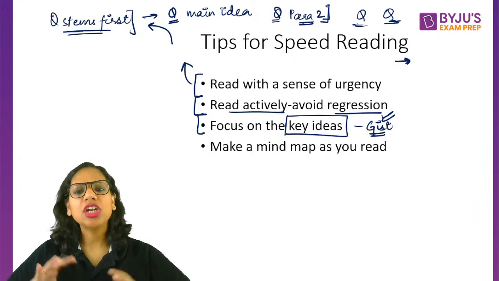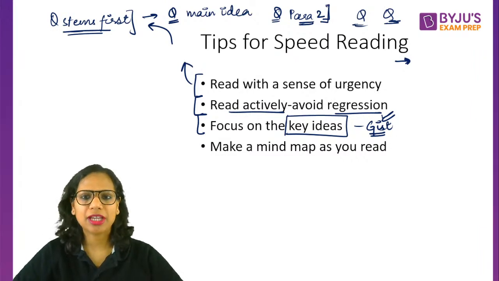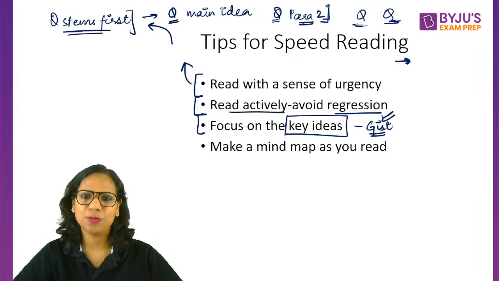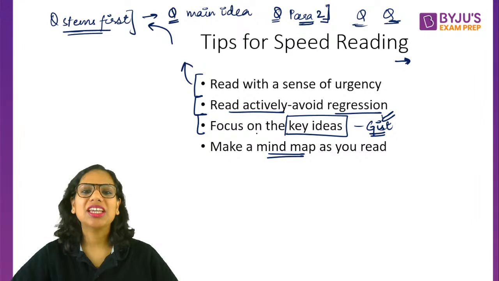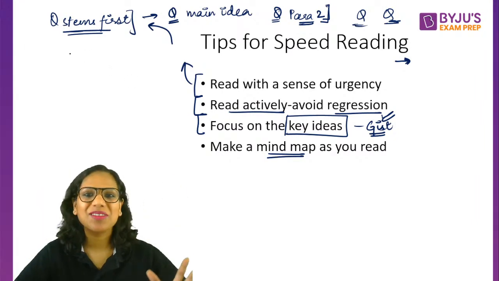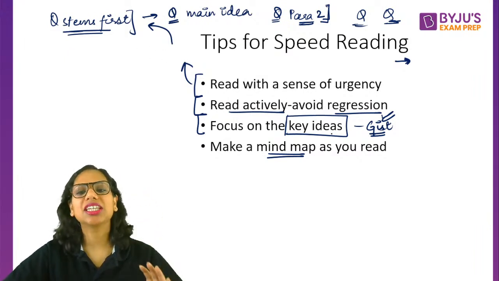Okay. Now, what is the next thing that you have to do? Okay, fine, you're reading with urgency, you're not going back, you're pretty focused, okay? You are trying to form a gist also. So, in forming this gist, what is going to help you is making a mental map of what you are reading. It doesn't have to be a fancy map, right? You just have to be able to read something that helps you in retaining the key ideas.